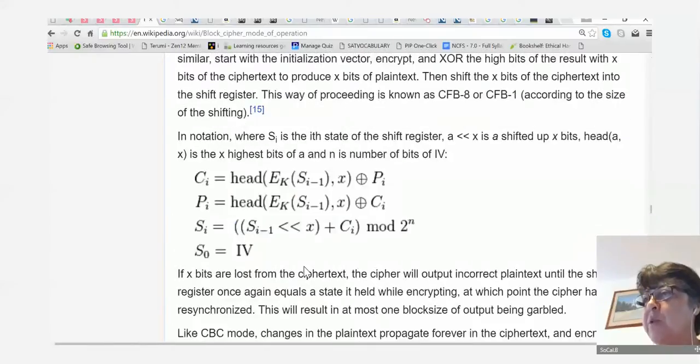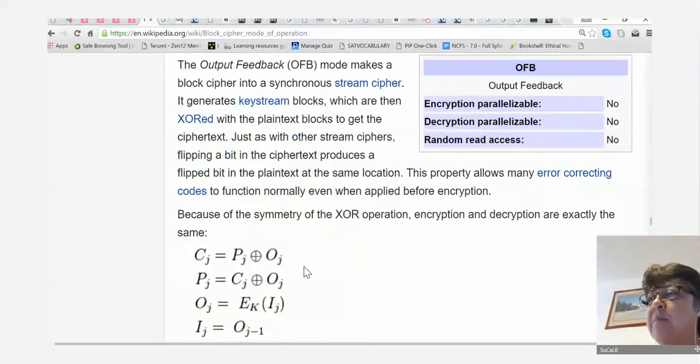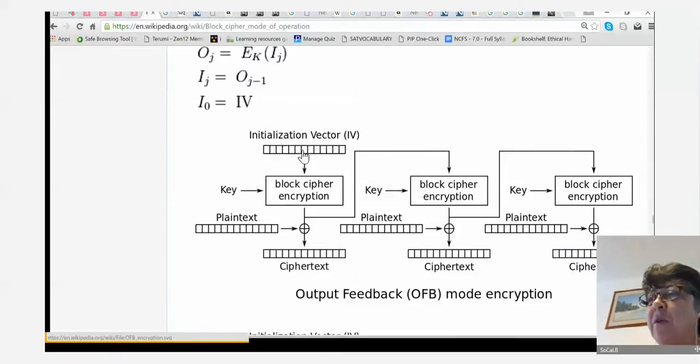And the next one is output feedback, OFB. Output feedback, same thing with the IV, but what's the difference? Well, the initialization vector to the next one is not the ciphertext. So this one's a little harder, isn't it? It's not the ciphertext, but it's the intermediate product of the decrypted IV. And then you XOR with the plain text, and then you get the ciphertext. And that keeps on going forward.